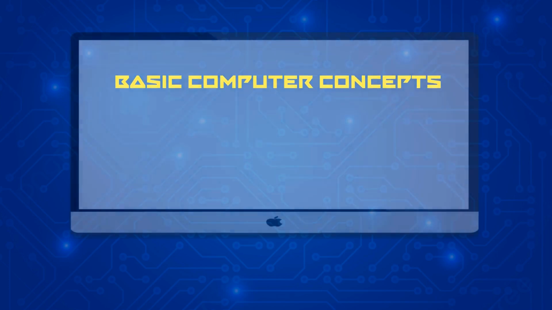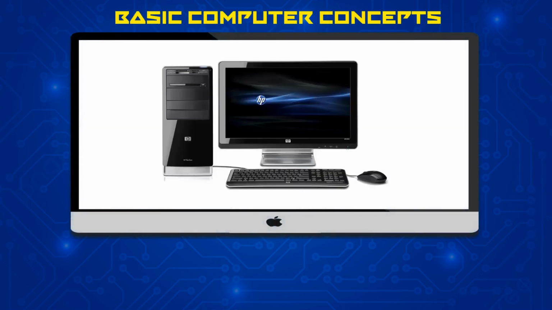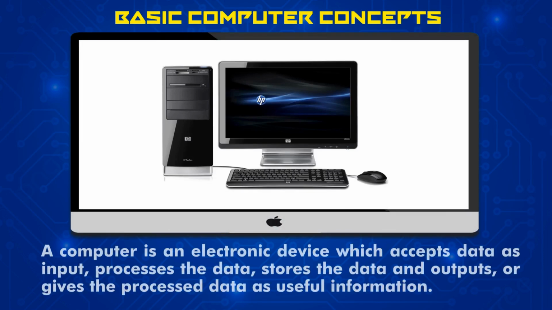To begin with this topic, we will start with the definition of what a computer is. A computer is an electronic device which accepts data as input, processes the data, stores the data, and outputs or gives the processed data as useful information.